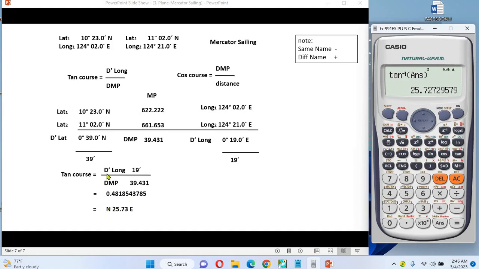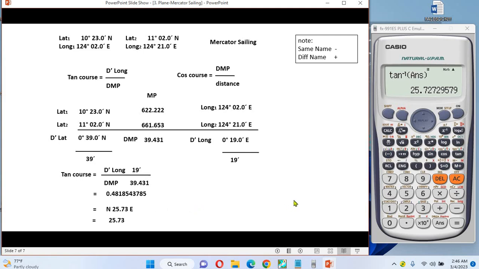Why north? Again, because the latitude is north. Why east? Because the longitude is east. So almost the same, guys. Because it is in the quadrantal of northeast as N E, so 25.73. Okay, so there you go. The same answer. Next is, no, not the same, not actually the same. The error is negligible, very negligible.